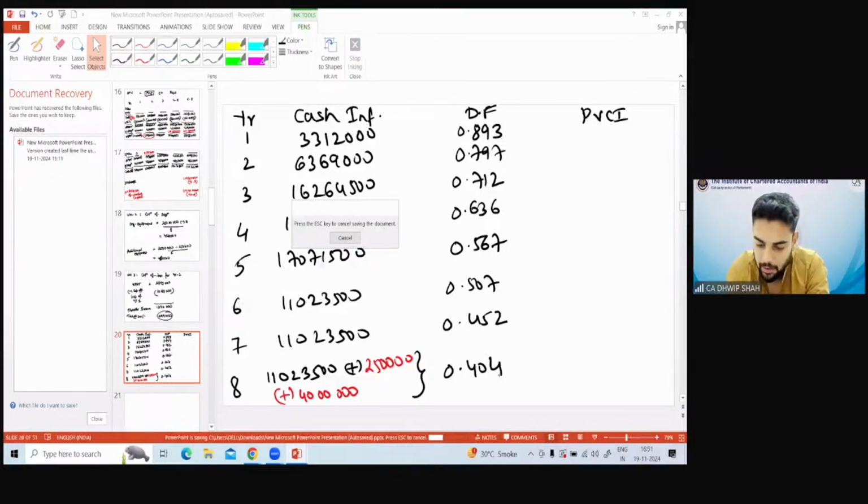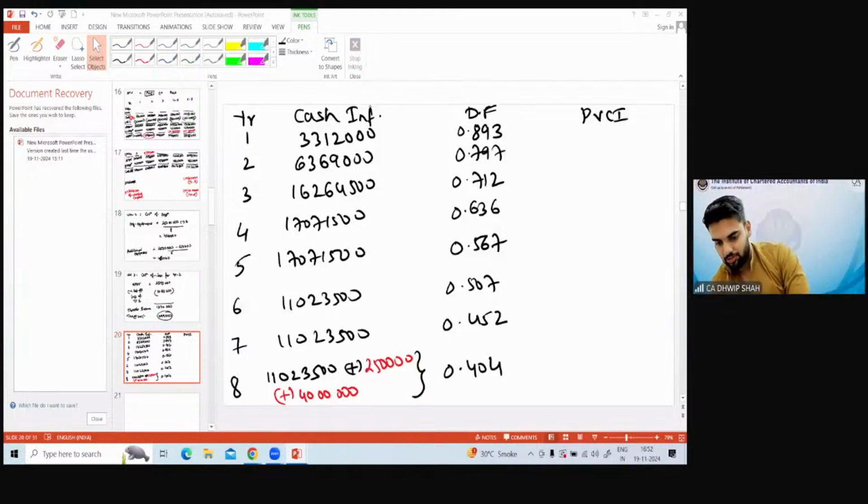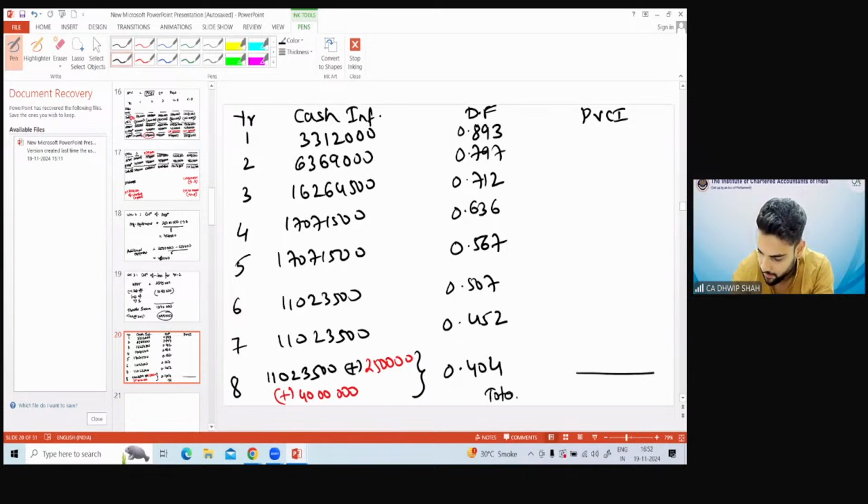Is this total PVCI 152,73,500? No. Can you all calculate for all the years and give me the total amount? I just want the total PVCI. I don't want yearly present value of cash inflows. I want the total amount.